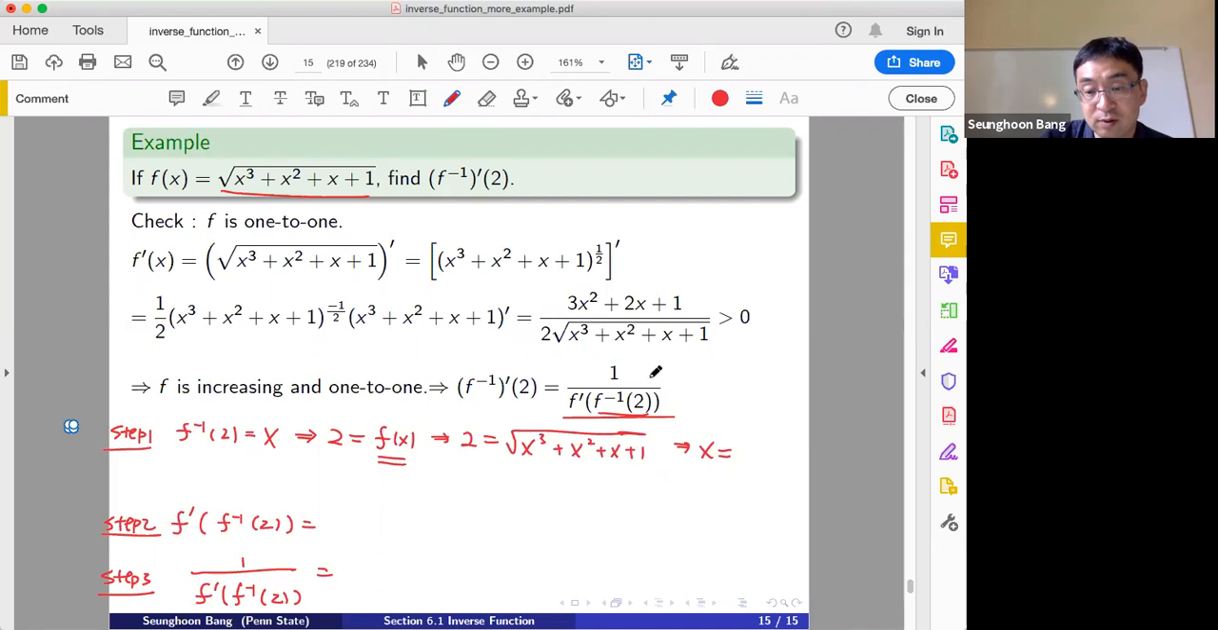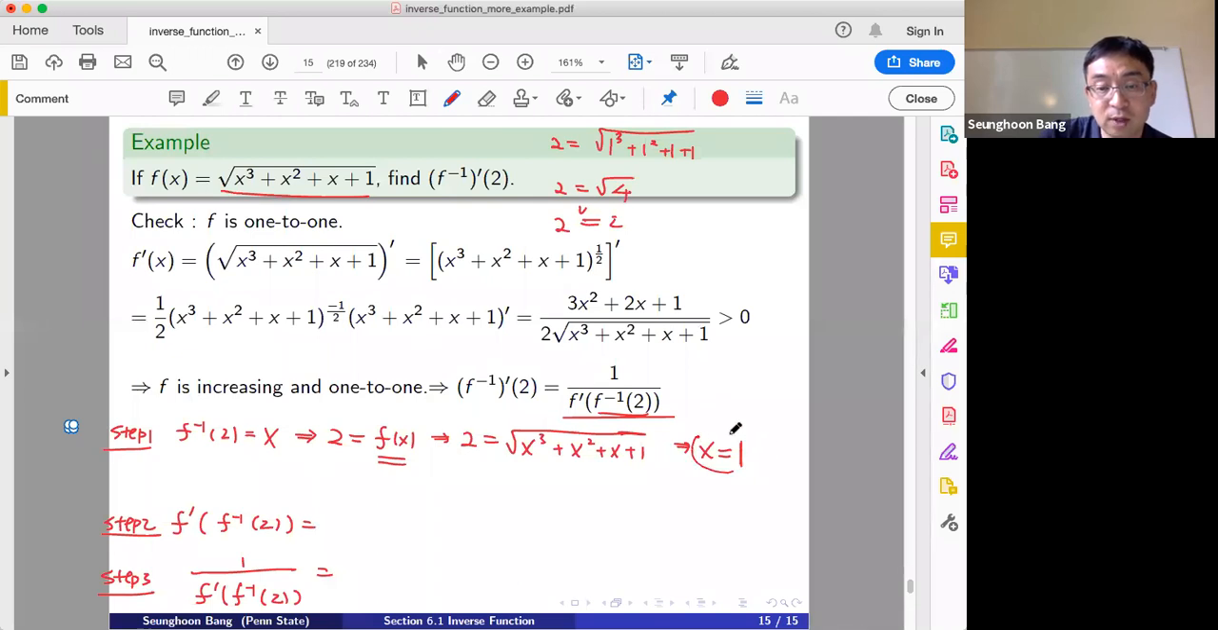Is x 1? Is it right? X is 1? Okay, you can try. You can plug 1 into x. Exactly, 2 equals the square root of 1 cubed plus 1 squared plus 1 plus 1. 2 equals the square root of 4. Yes, 2 equals 2. It's good. Yes, x is 1.